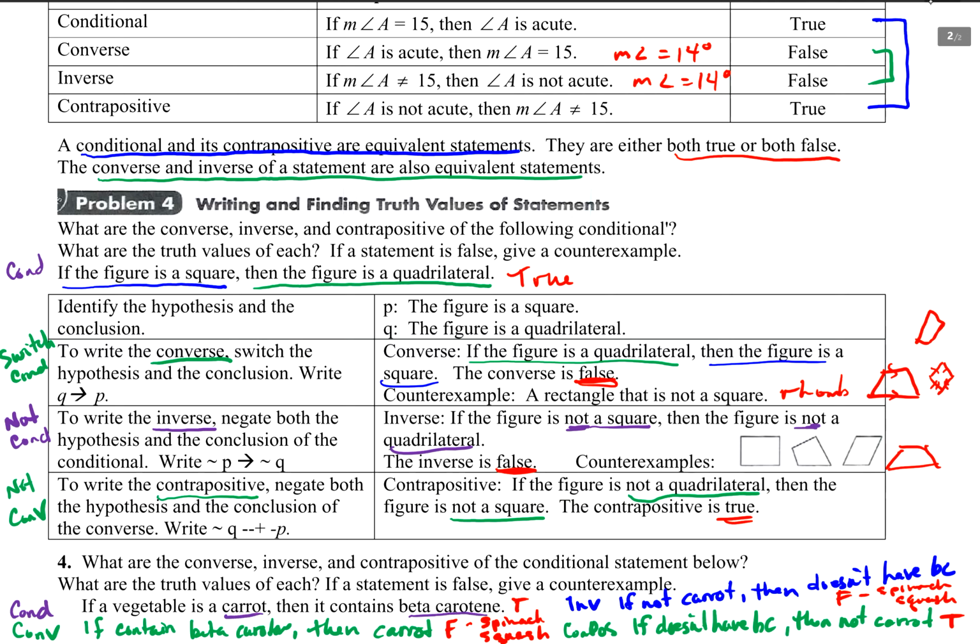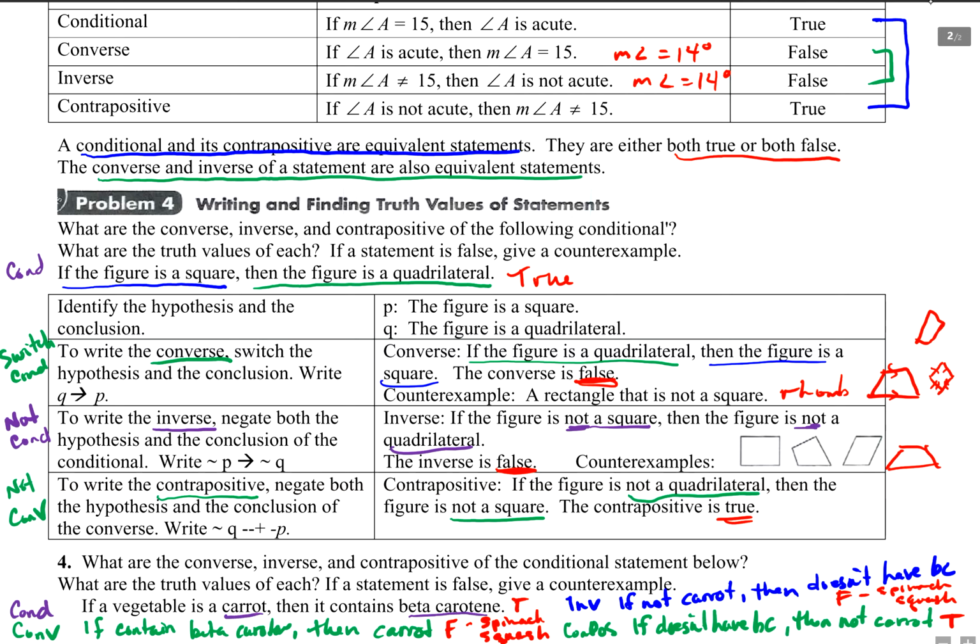Now we write our converse. Converse, remember, we switch our conditional. So if a vegetable contains beta carotene, and yeah, I left some words out here to fit it in, but you shouldn't do that. If a vegetable contains beta carotene, then it is a carrot. And that's false because our requirement now is beta carotene. And we looked up on the internet and found out that spinach and squash and cantaloupe and all kinds of other things contain beta carotene. So that one is false.